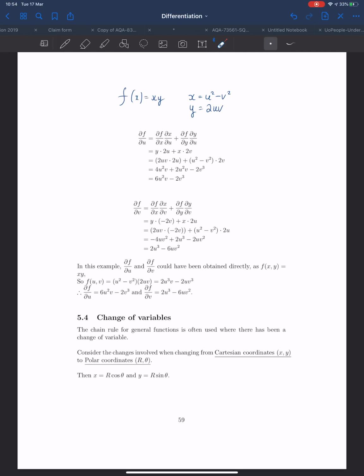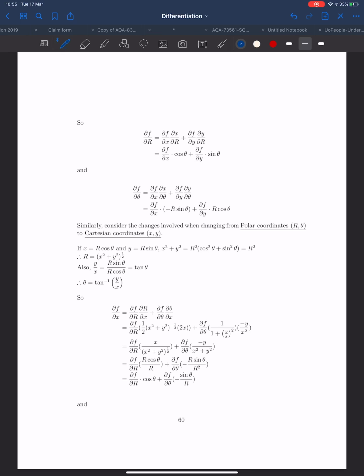Right, okay, section 5.4, change of variables. So the chain rule for general functions is often used where there's been a change of variable. So for instance, changing Cartesian coordinates to polar. Okay, so where this comes from is, if we've got x, y there, and this is theta, this is r, the x coordinate is r cos theta, and the y coordinate is r sine theta. Okay. So we can use this here.